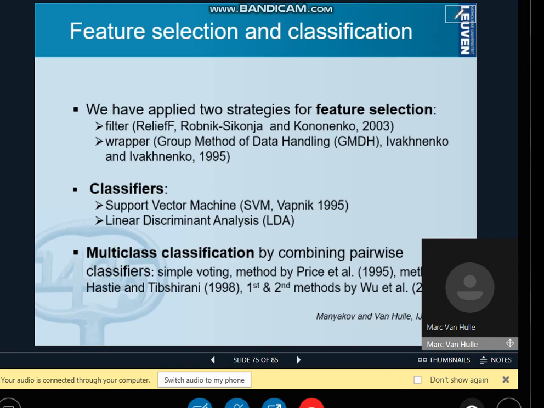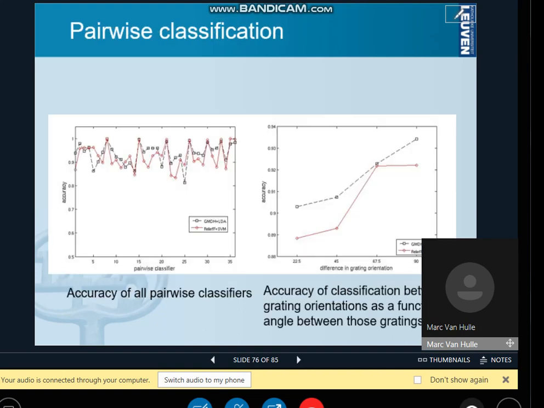You can do simply a voting scheme, or you can do something more sophisticated, as indicated by the methods in these publications. Looking at slide 76, you see on the left side, if you would pairwise train your classifier, for example, to distinguish between 45 and 67 degrees orientation, or between 45 and 128, and so on. You train your classifiers like that. Then you get 36 of those classifiers, if you consider orientations, and you see the plot there.